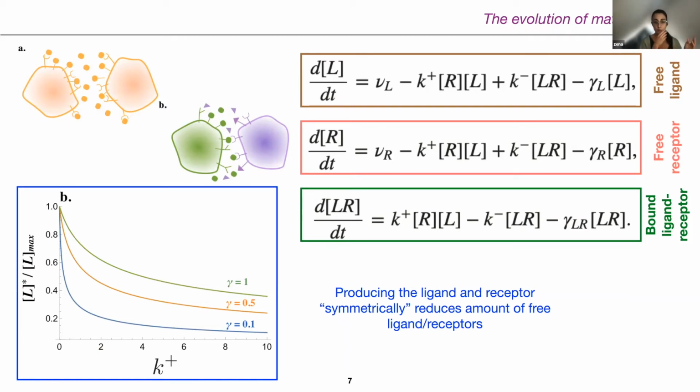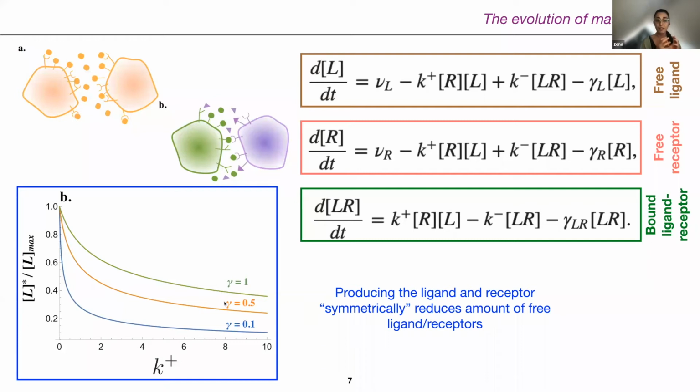And we can plot this concentration at steady state as a function of this variable K plus, the rate at which the receptor and ligand would bind to one another within the same cell. And what you notice here is that there is a steep decline as the value of K plus, the rate at which ligands and receptors within the same cell interact, increases, and it becomes steeper when the degradation rate is smaller.